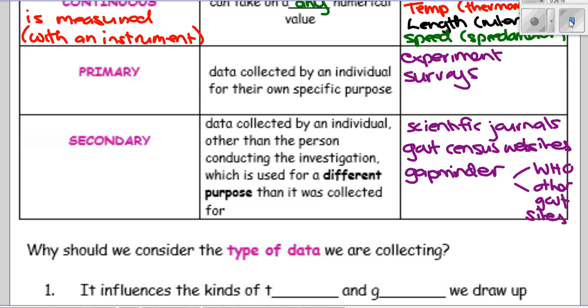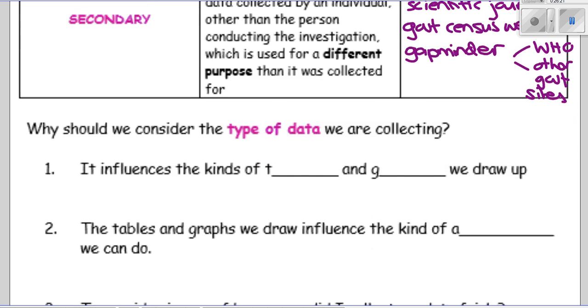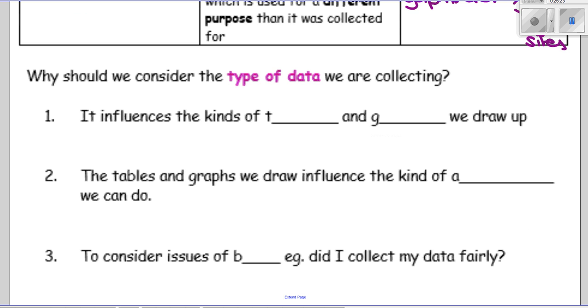True. Okay, moving right along. Okay, so why do we need to consider the types of data we are collecting?